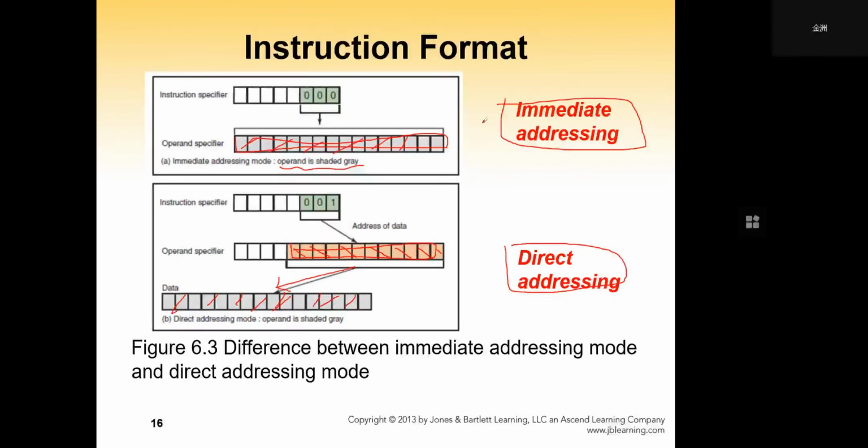In the immediate addressing mode, the real operand is directly stored in the operand specifier. But in the direct addressing mode, the real operand is just stored in the memory, while the operand specifier stores its address. Okay, so just its location, which is shaded in orange.